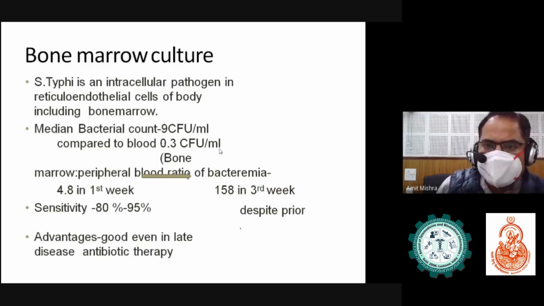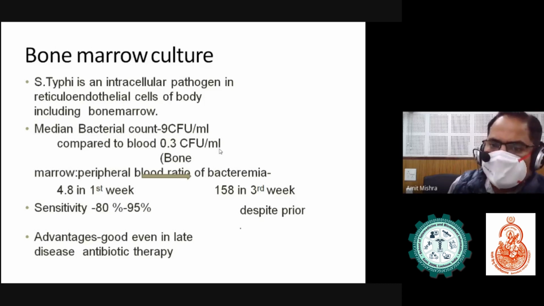This is the bone marrow culture. You can take a specimen from blood, from bone marrow, and urine also. When you take it from bone marrow, basically the Salmonella typhi is an intracellular pathogen in the reticuloendothelial cells of the body, including the bone marrow.